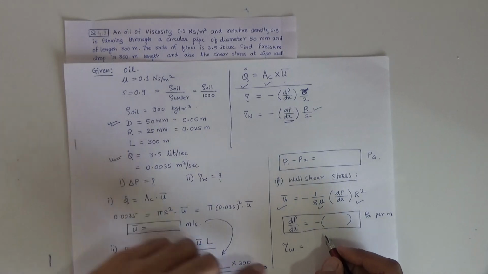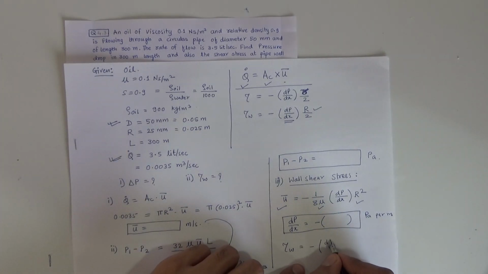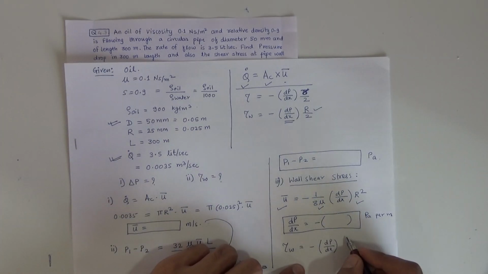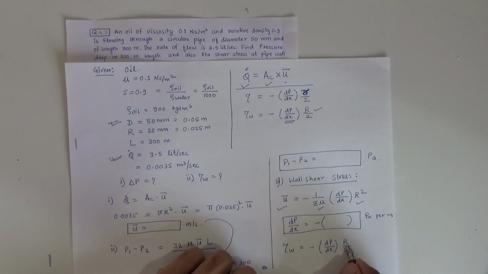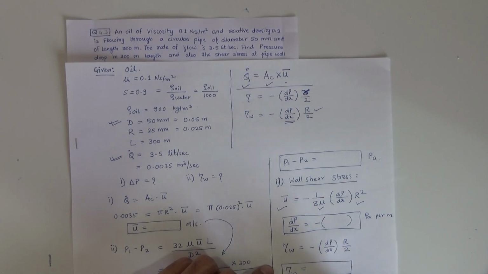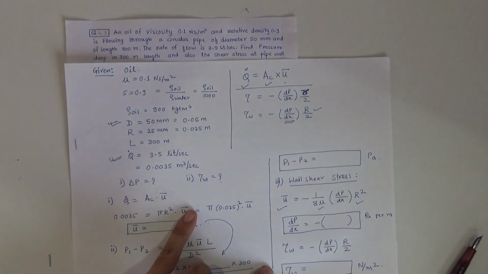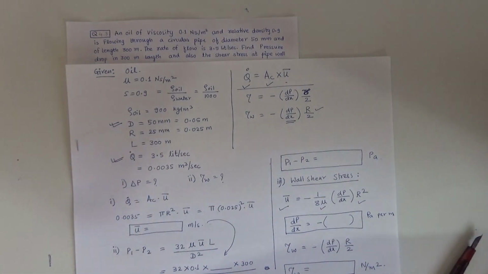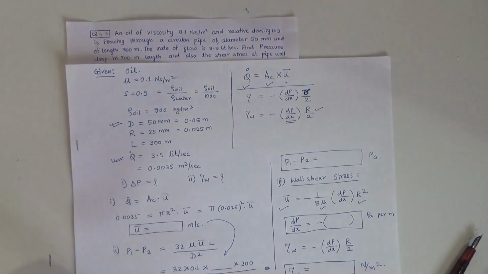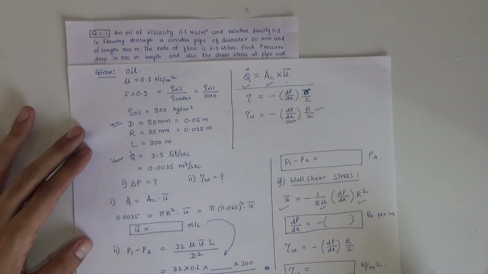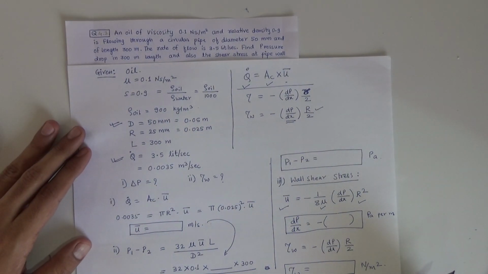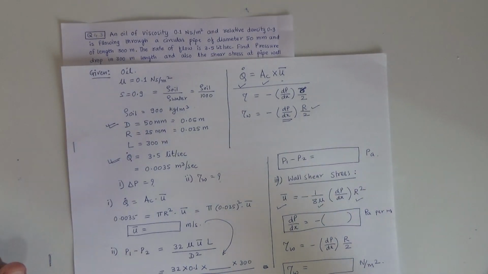So the wall shear stress is nothing but minus dp by dx into r by 2. If you put the values of dp by dx and r by 2, you will get the wall shear stress. Compute this and get the answer, which will be in Newton per meter square. So this is how we can solve the third numerical. I hope you understood this.